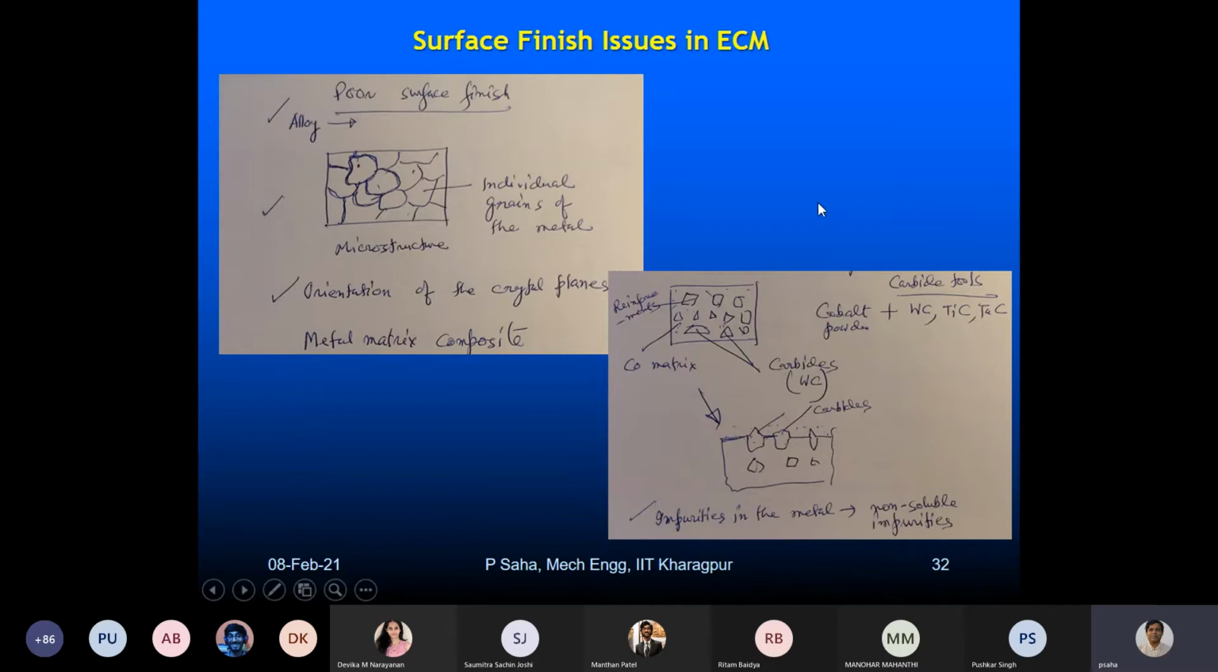So although ECM is a very good process and you can have a mirror-like surface, the surface finish in many cases is not that good. This kind of situation may happen. And sometimes we may have impurities in the metals. We can have defects in the metals, say non-soluble impurities. Again, those also will contribute to the bad surface finish.